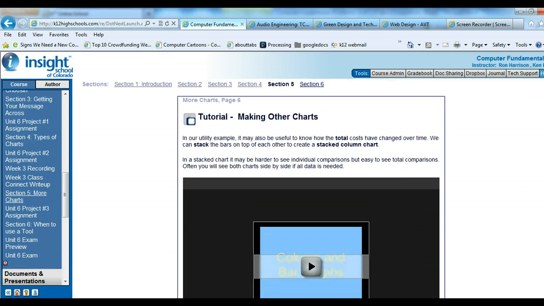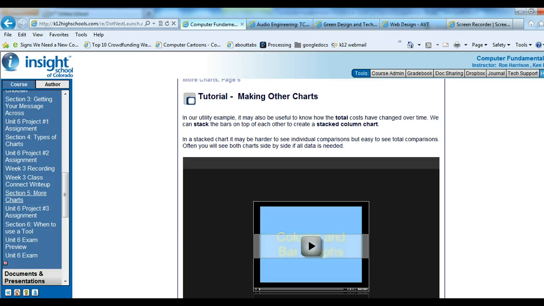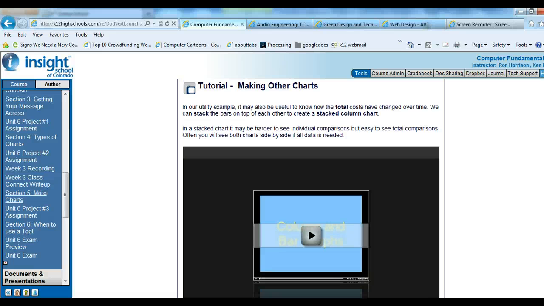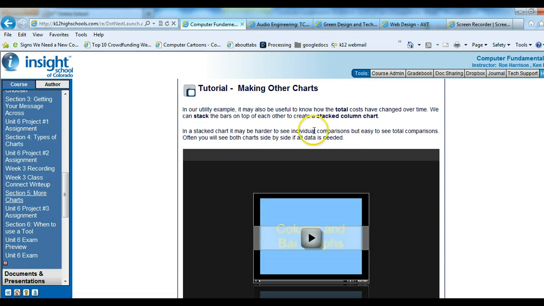And now we're going to look at different types of charts. And if you looked at the way some charts are done, some charts can be done with what's called a stacked column chart. And a stacked chart makes it easy to see the total comparisons.